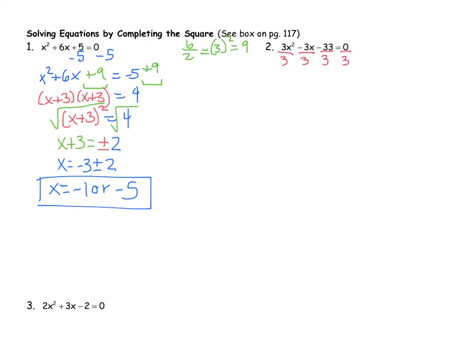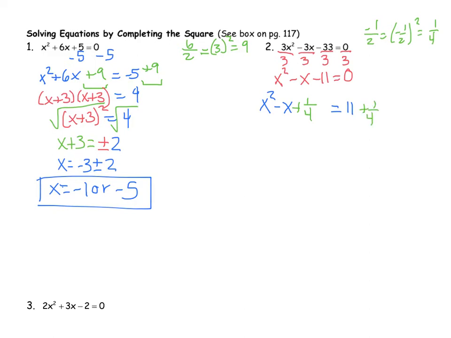So for problem number 2, the first thing we need to do is divide each term by 3, the leading coefficient. So now the equation we're looking at is x squared minus x minus 11 equals 0. Now we can proceed just like we did before. So I'm going to move the 11 over. X squared minus x, leave some space, equals 11. I'll bring the b term off to the side, which this time is negative 1. Divided by 2 is negative 1/2. Squared is positive 1/4. So on both sides, I'm going to add 1/4.